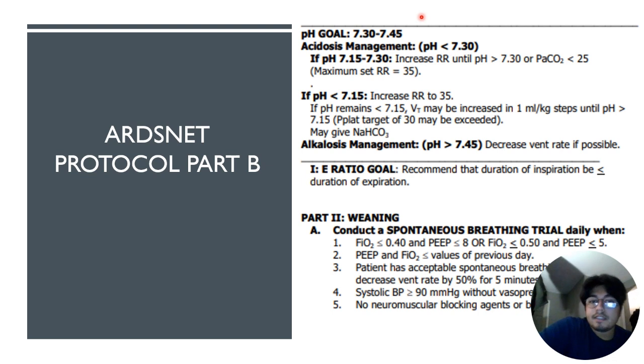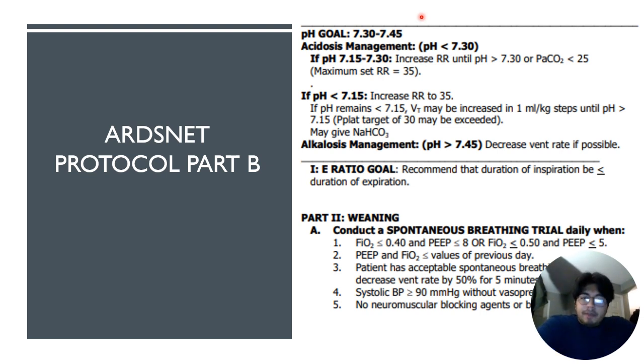If the pH is less than 7.15, increase respiratory rate to 35. If the pH remains less than 7.15, tidal volume may be increased in 1 milliliter per kilogram increments until a pH of greater than 7.15 is achieved. Plateau's target of 30 may be exceeded, so the compliance in your lungs can be elevated, which is fine to do in that management since you have such an acidic pH level. That's something that you can discuss with your provider, and if they give you that leeway, just make sure you're constantly with your patient, checking on them, getting your ABG routines, just to make sure you're hitting that goal.